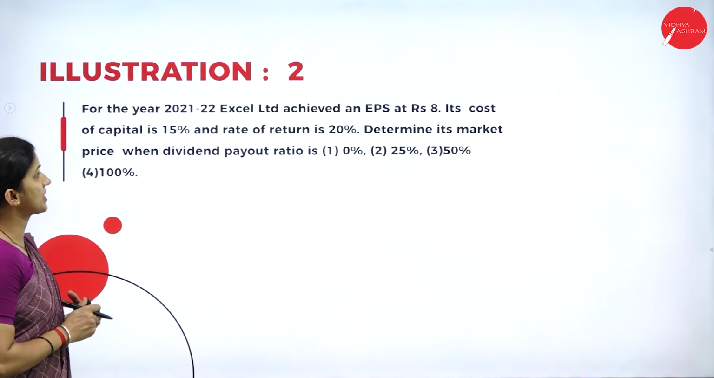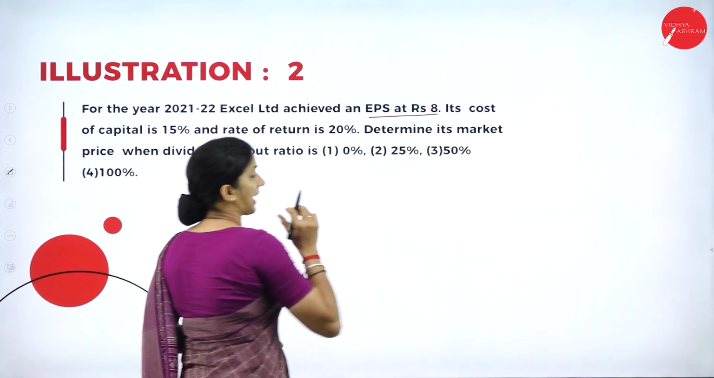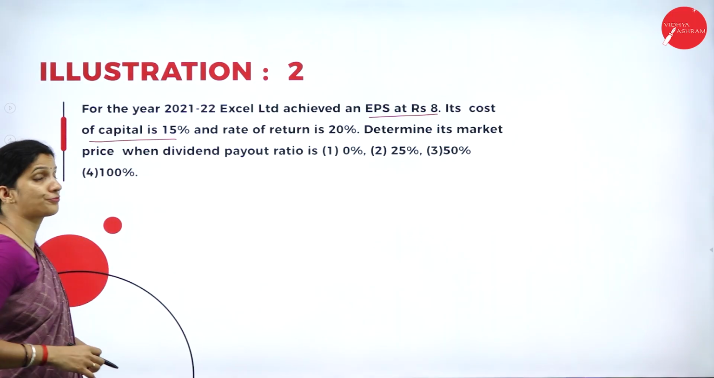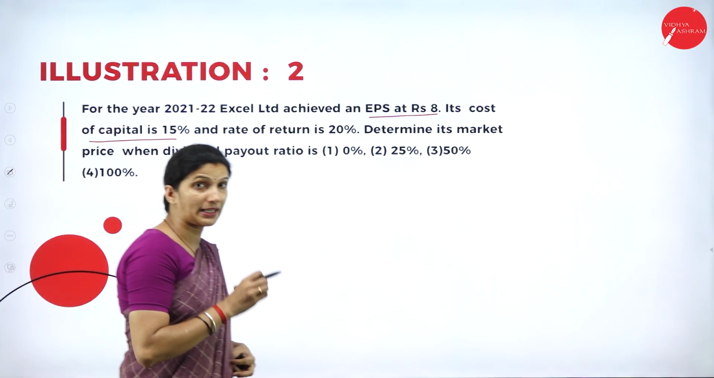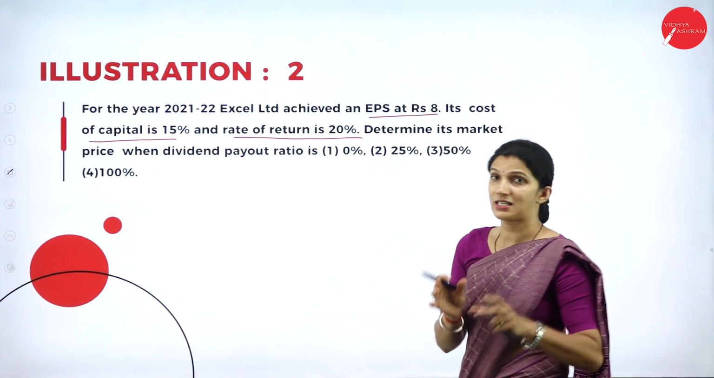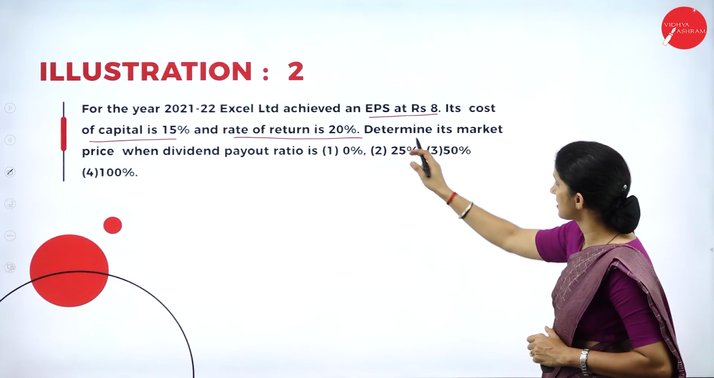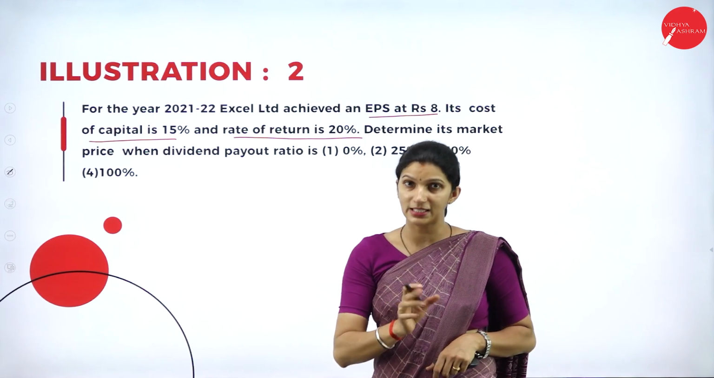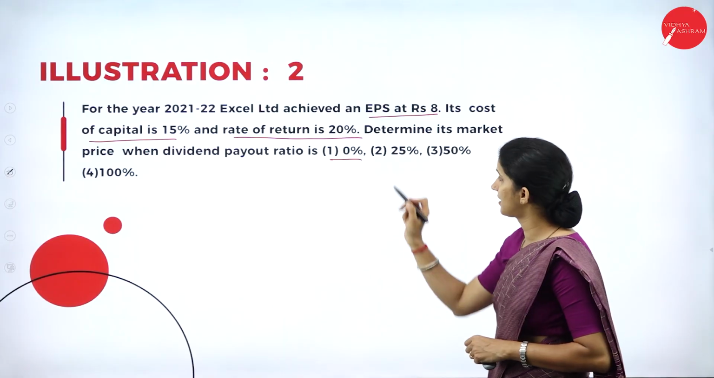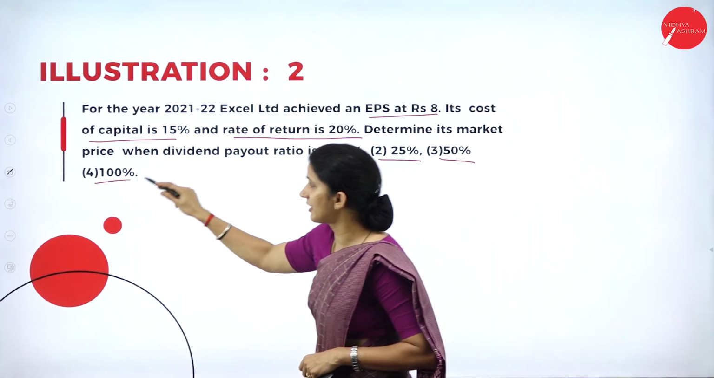For the year 2021-22, Excel Limited achieved an EPS of rupees 8. So your EPS is 8. Its cost of capital is 15%, so that is your KE, the cost of capital, 15%, and the rate of return is 20%. So that is your R, rate of return, 20%. Determine its market price when the dividend payout ratio is 0%, then 25%, then 50%, then 100%.